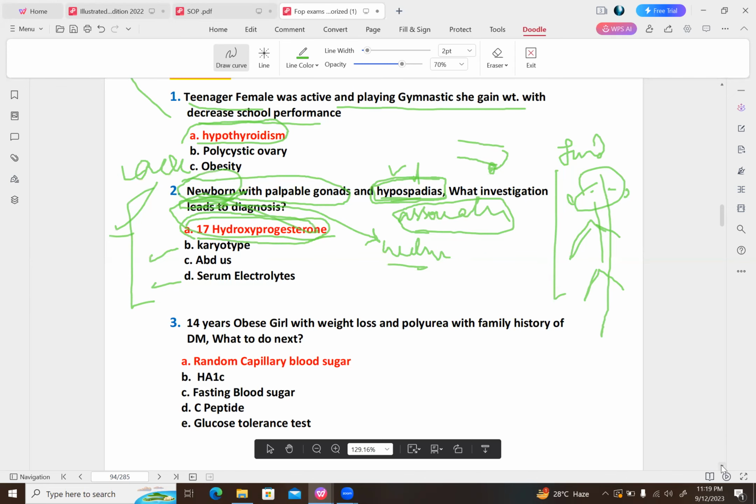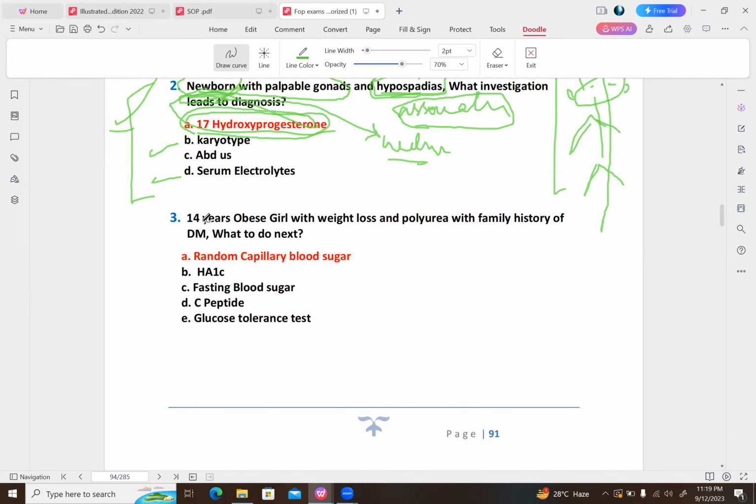Okay, the next question is about a 14-year-old girl who is having weight loss and a family history of diabetes. So it seems like a family history. Okay, this is an obese girl, and the onset is not so early. She is obese as well. She has the weight loss.